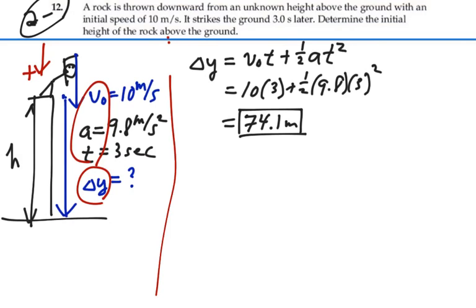That will have to be the same as our height above the ground, and hence that's our answer. That's the initial height of the rock above the ground. Straightforward as that. Just set up our kinematic equation and solve for the unknown.